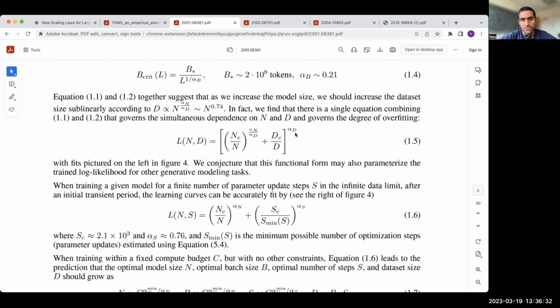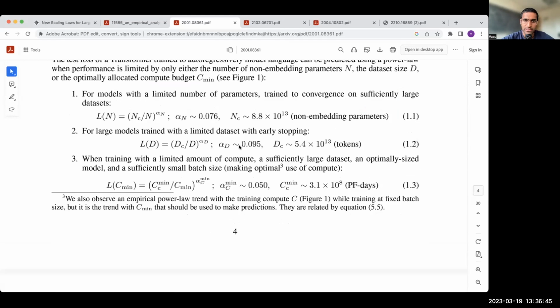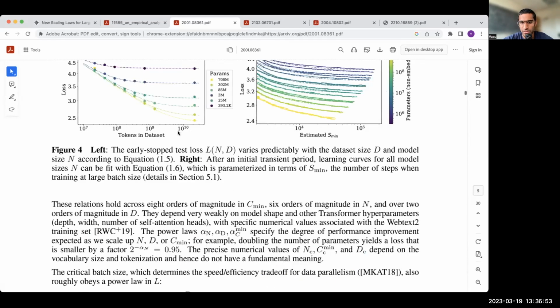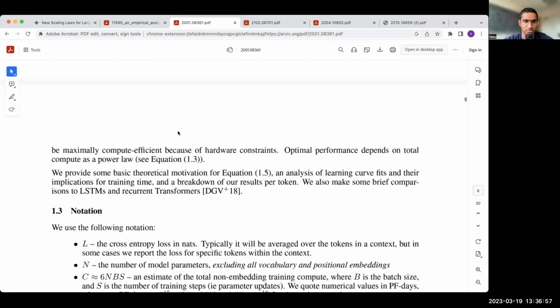So wonderful work, and see, this is how they ran into this phenomenological formula for L. And note that here they saw that alpha_N and alpha_D were different, and basically, because these are decay exponents, it just seemed like it was better to make these models larger. That was sort of like the biggest effect, the most important effect.